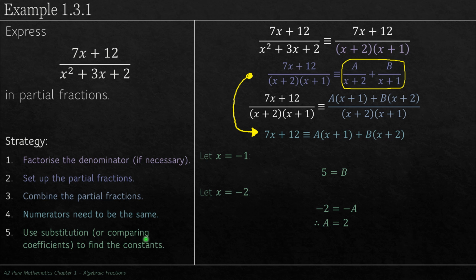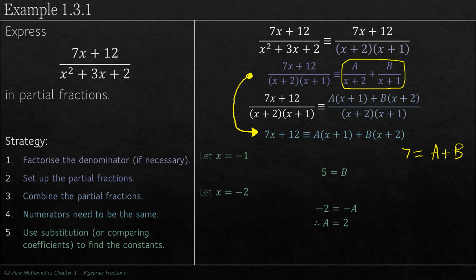Alternatively, we could compare coefficients. So if you were doing that method, then comparing the x terms on the left and right. On the left, the x term is 7. On the right, imagine expanding the brackets, we would have ax plus a plus bx plus 2b. So the x terms on the right would be a plus b.